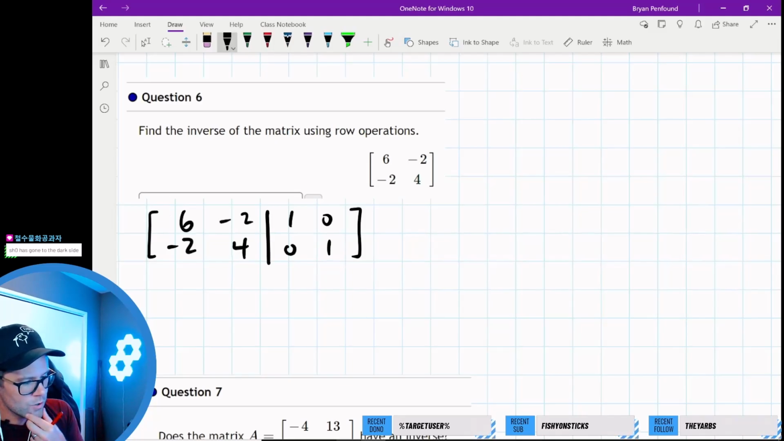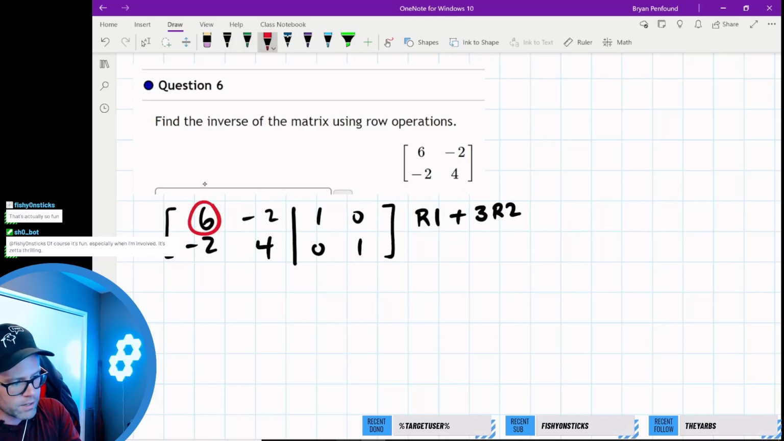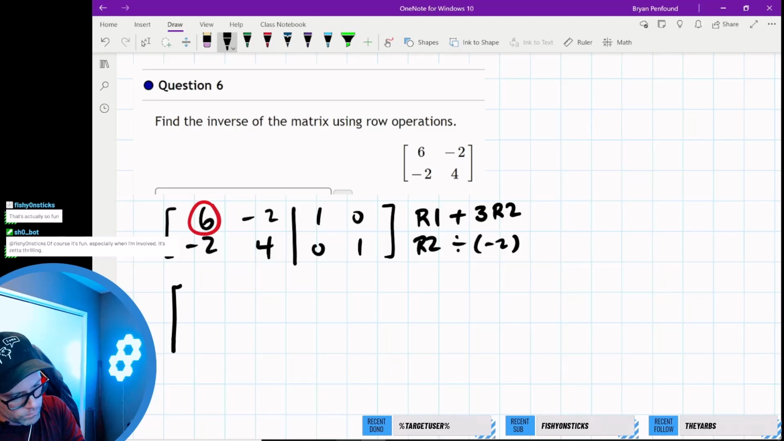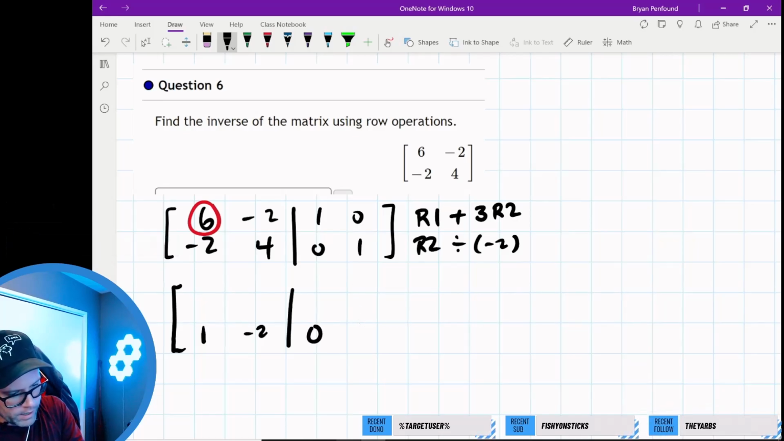Okay, so the goal is to move the identity matrix from the right-hand side into the left-hand side, and then whatever comes out as a result on the right-hand side should be the inverse. Let's do row 1 plus 3 row 2s to get a 0. So I'm going to 0 this 6 out, and then I'm also going to take row 2 and divide by negative 2 or multiply by negative 1/2. So that should give us a 1, a negative 2, a 0, and a negative 1/2.